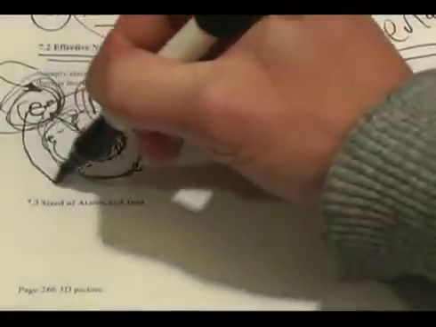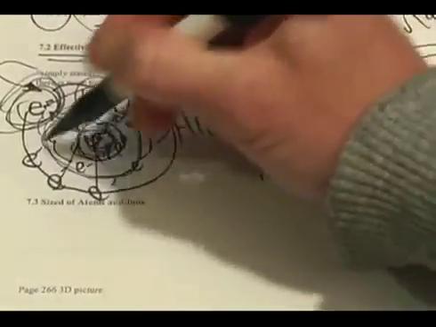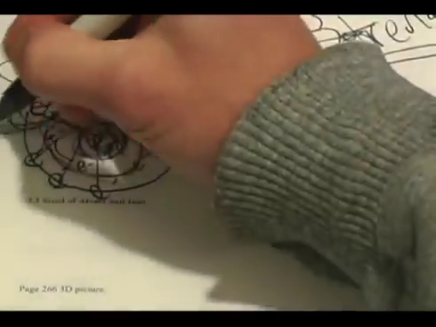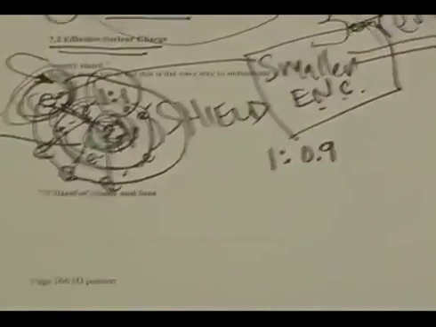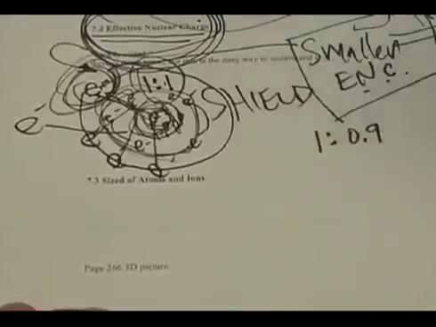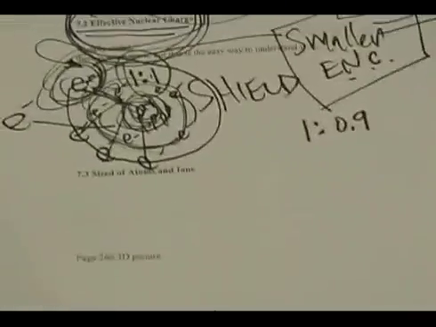Now, if all the electrons happen to be in the same energy level, all of them will experience the same effective nuclear charge because all of them are shielded the same. But if one is further out, it of course experiences less of an effective nuclear charge. This effective nuclear charge explains all three of the trends that we're going to talk about in this chapter.